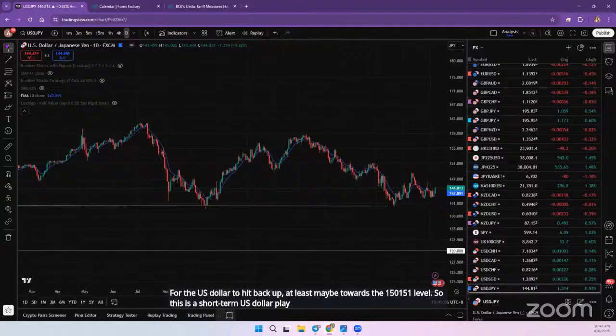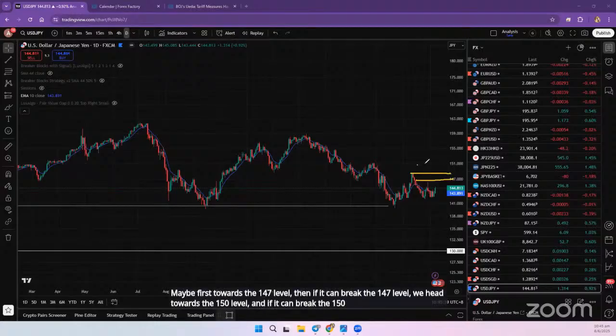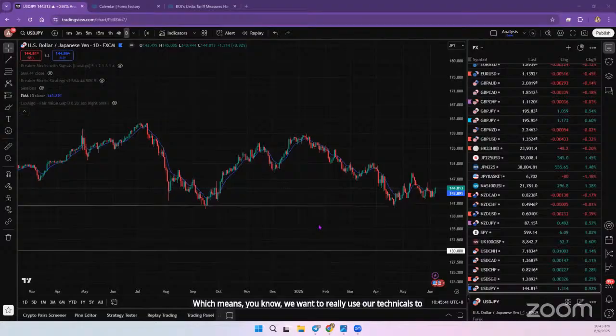In the interim, if nothing changes, if the Fed holds its stance against Donald Trump and does not drop the interest rates, then we might possibly see a slight pop in the US dollar. So what I'm looking for is opportunities to go long on the dollar yen, maybe first towards the 147 level. Then if it can break the 147 level, we hit towards the 150 level. And if it can break the 150 level, maybe towards the 151 level. Again, all this is contingent on the policies coming out from the US. So it's very volatile trading, which means we want to really use our technicals to figure out where to enter and where to exit, right?